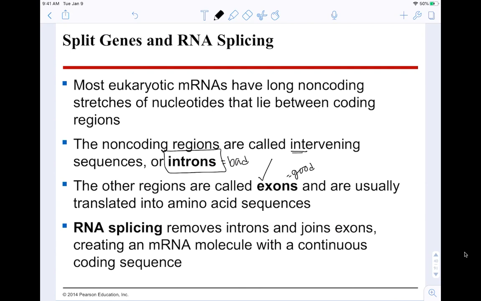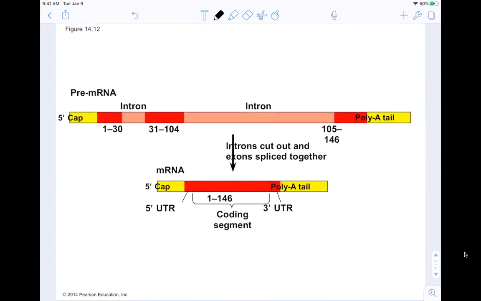RNA splicing removes the introns and joins the exons back together because you can't have a split mRNA. It's got to be put back together, creating the mRNA molecule that is continuous with the coding sequence. So this is what that would look like. You have introns. Remember, they interfere. They have to be cut out. Our exons are what we need to stitch back together. Then this is our finalized mRNA, and it will go into the process of translation.